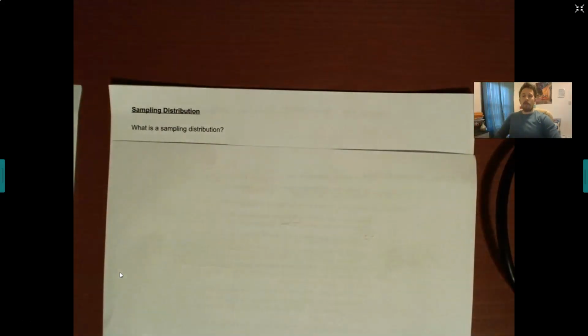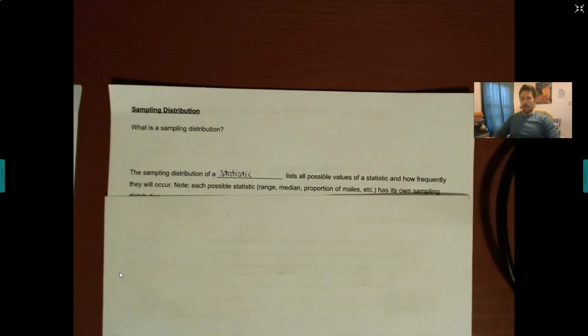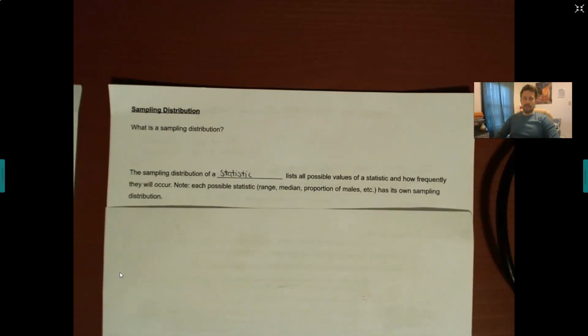So we're going to talk about a sampling distribution. And what is a sampling distribution? The sampling distribution of a statistic lists all possible values of a statistic and how frequently they will occur. Note each possible statistic, range, median, proportion of males, etc. has its own sampling distribution.